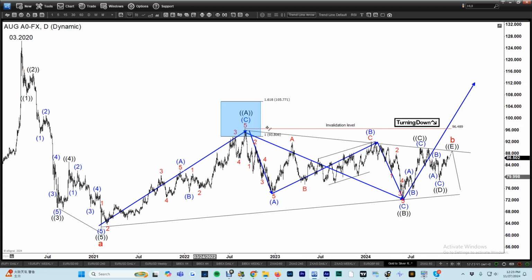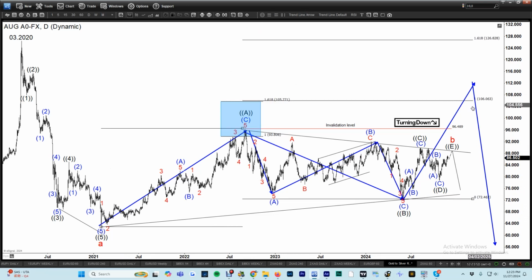Now, once it does this, assuming it does, it will then turn lower again, going to the next 100%, which is around 106, all the way to 126, retesting this because it's 100%, 161.8, right? And then from here we can turn lower and finally resume to the downside, breaking below 2021. So that's one possibility, right? That is one possibility.